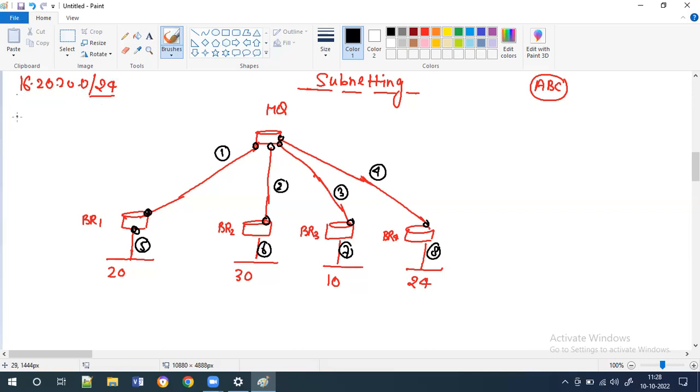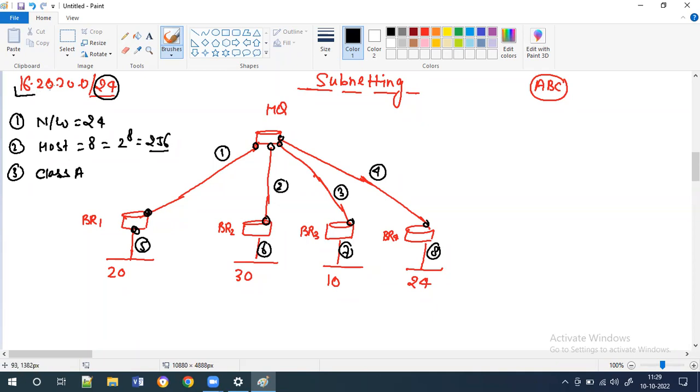So if you give me the answer, this tells the number of bits on the network side. How many bits? 24 bits. Second, on the host side, 8 bits. With the help of the 8 bits, we get 2 to the power 8, which means a total of 256 IP addresses. And this is a class A IP address, na? The first octet tells the class of the IP address. It comes between 1 to 126. Class A IP address, right?